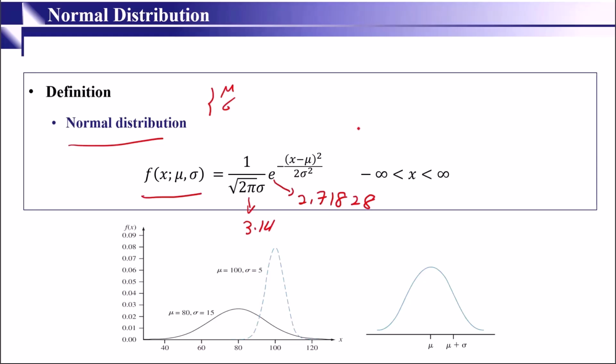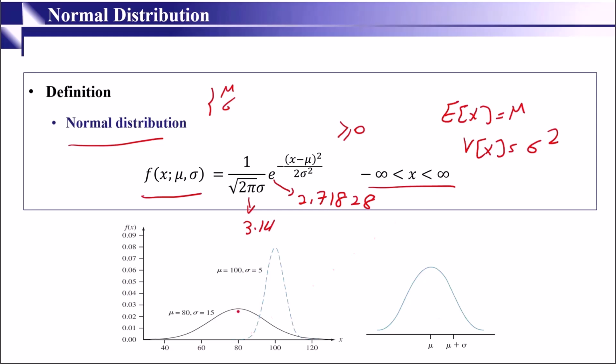And absolutely, sigma is greater than or equal to 0, and x is between minus infinity and infinity. The expected value of this one is always equal to mu, and the variance of x is equal to sigma squared. So the parameters are the mean and the standard deviation.